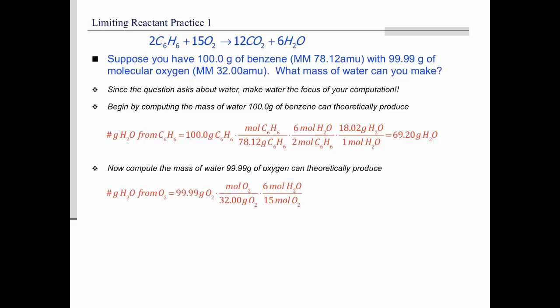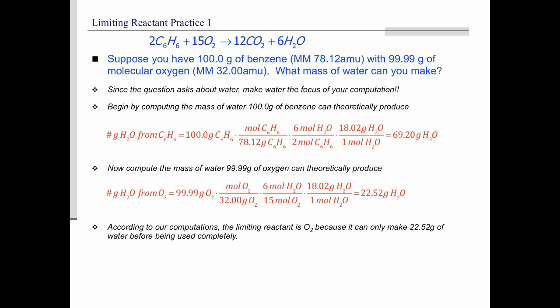For every 15 moles of oxygen, I can make 6 moles of water. That's according to the balanced reaction above. And then once again, for every 1 mole of water that I produce, that's going to have a mass of 18.02 grams, and I can produce only 22.52 grams of water. So from these two, we can see that the most we can create is 22.52. Why? Because we're going to run out of oxygen at that point.